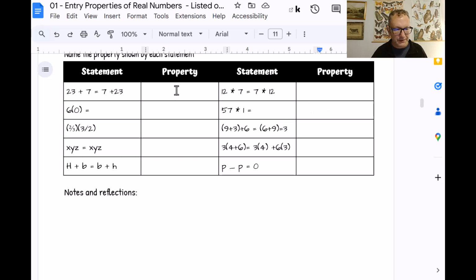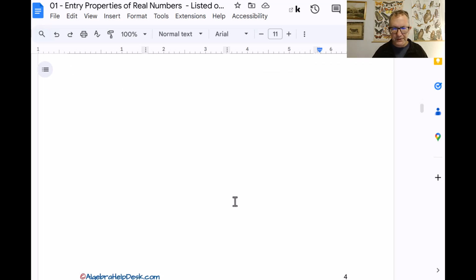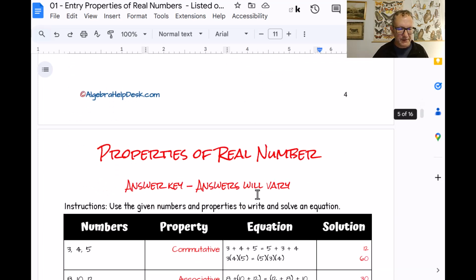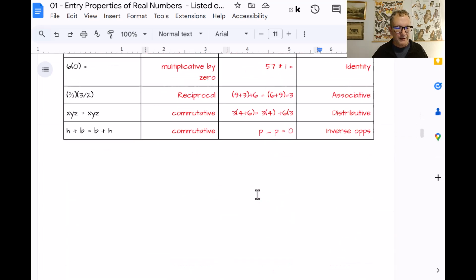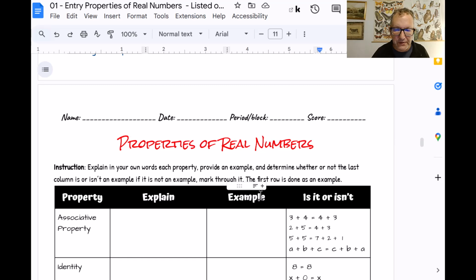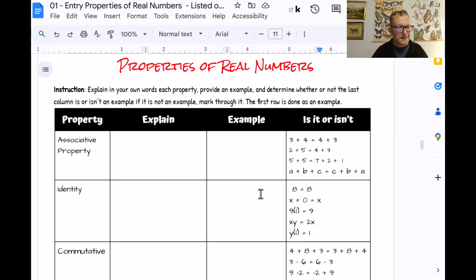And there's 2 parts to this one. Second part is we give them an equation, and we want them to give us the property. So we're making sure they learn it forwards and backwards. Here's the answer key. And then we got another one. So we've got like 8 different versions here.